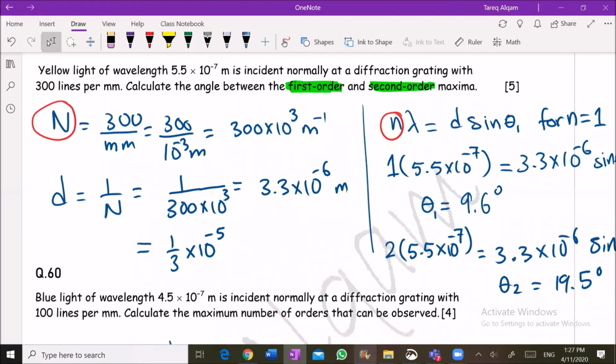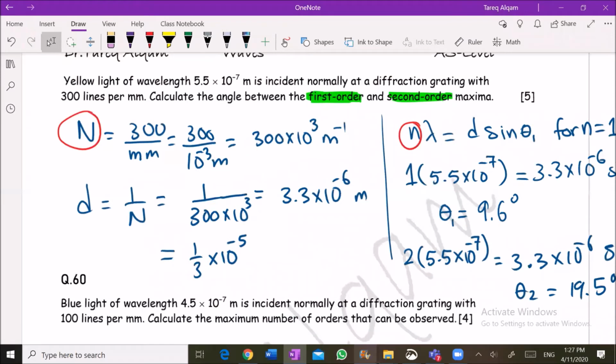16. Yes, please. Yellow light of wavelength 4 times 10 to the power negative 7 meter is incident normally at a diffraction grating with 100 lines per millimeter. Calculate the maximum number of orders that can be observed.